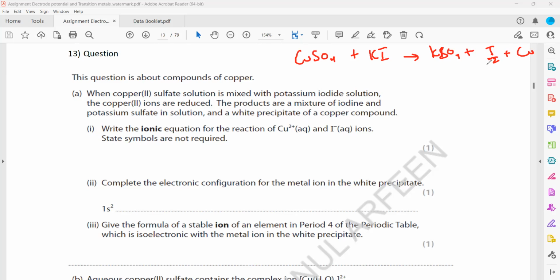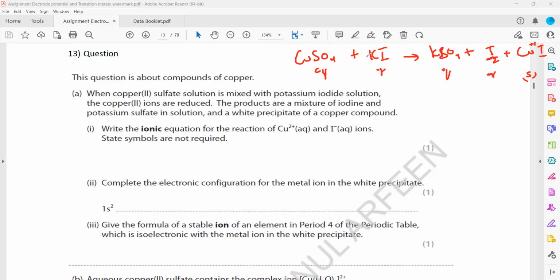So this will be copper 1 and then iodide, I. So this will be aqueous, this will be aqueous as well, the iodine molecule dissolved, and this was a precipitate, so solid. So what will be the ionic equation?